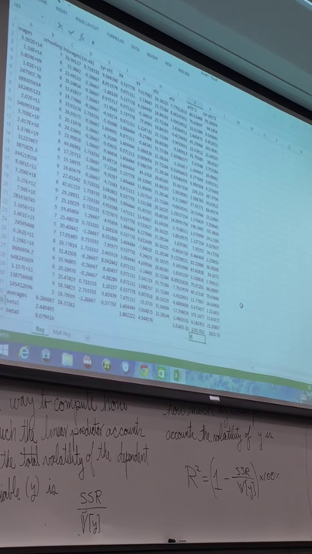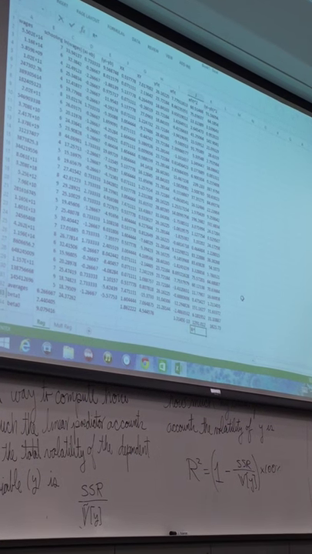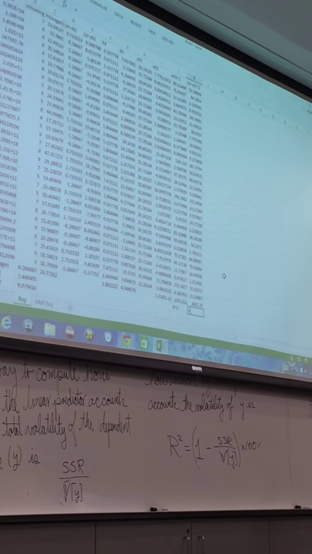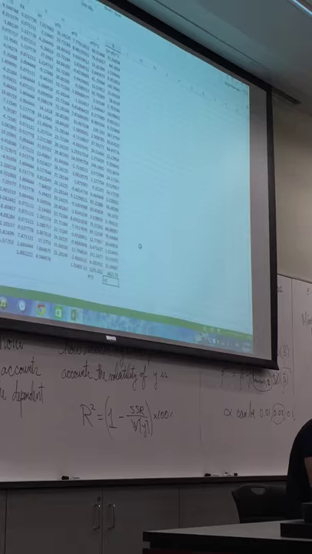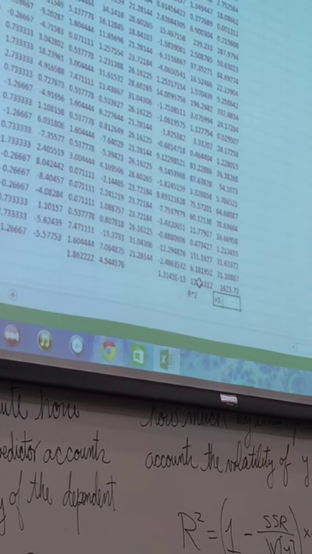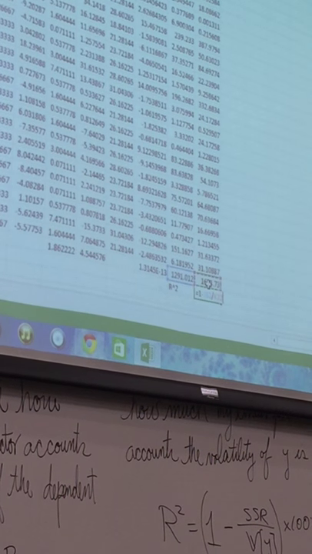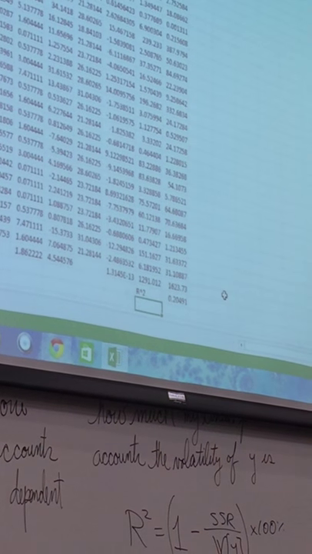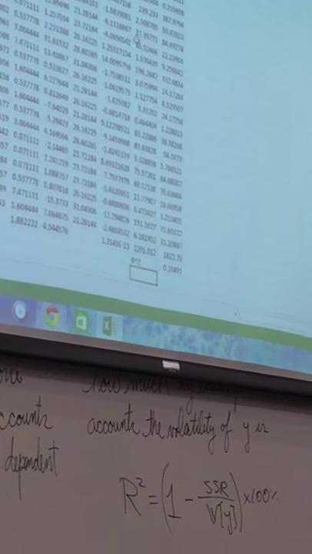So my R squared is going to be equal to 1 minus this guy over this, 20%, which is really bad.